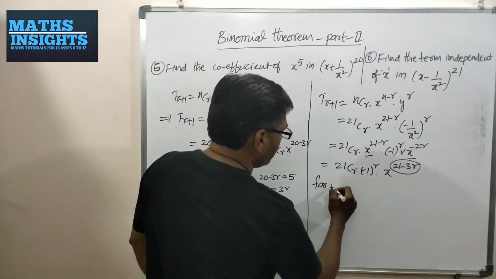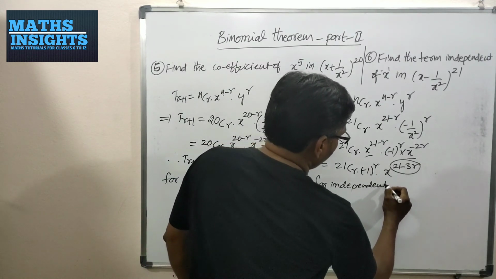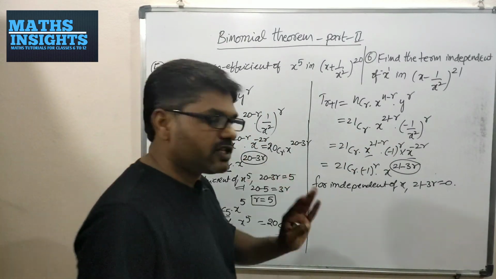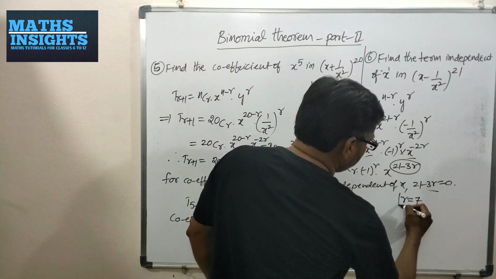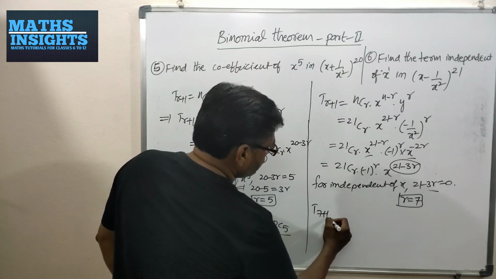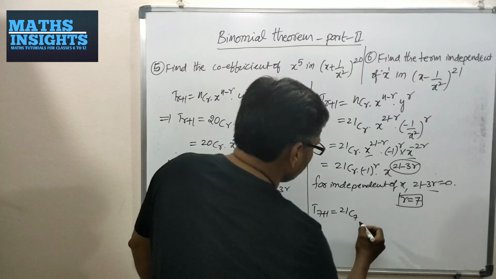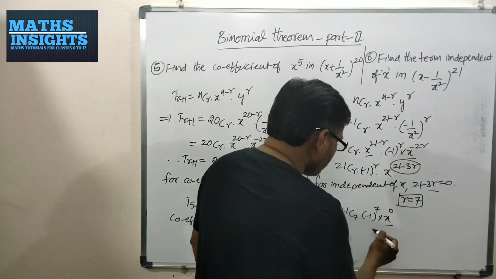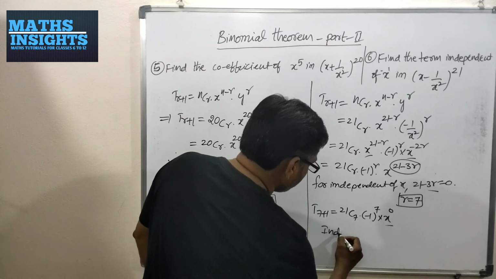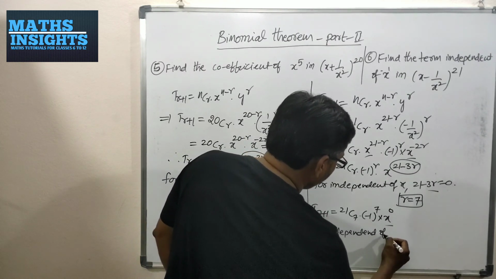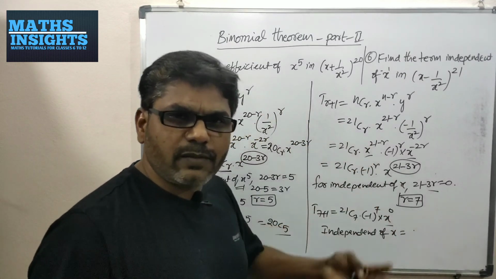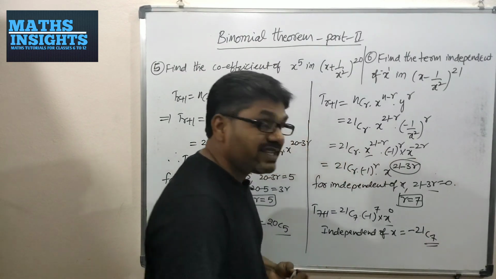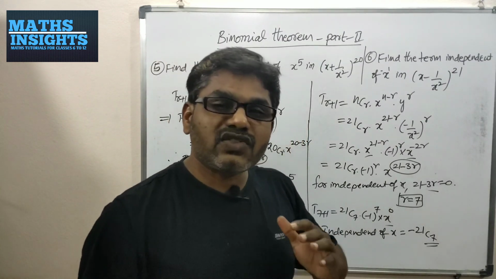So for the term independent of x, 21 minus 3r should be 0. Then only you will get the term which is independent of x. From this, the r value will become 7. Substitute: T(7 plus 1) is equal to 21C7 into minus 1 whole power 7 into x power 0. X power 0 is 1, all of you know. Therefore, the term independent of x is equal to minus 1, when you multiply an odd number of times, minus comes again, therefore that is minus 21C7, the coefficient of the term which does not contain x.